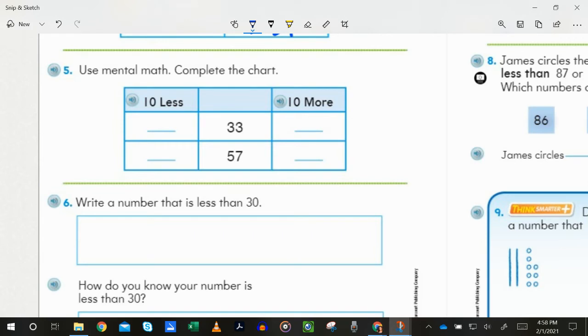Number 5, use mental math and complete the chart. 10 less means we just take one of the tens away. So we have 2 tens and the 3 stays the same. 10 more means we just get an extra 10. So we'll have 4 tens and the 3 stays the same. Okay, same thing with 57. 10 less means 4 tens instead of 5. The 7 stays the same. 10 more, we go from 5 tens to 6 tens, and the 7 stays the same.